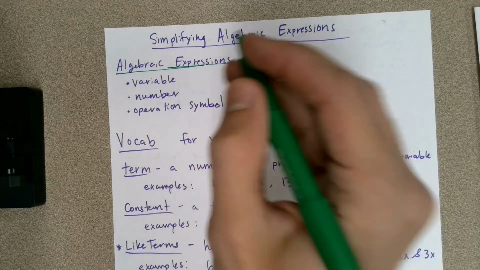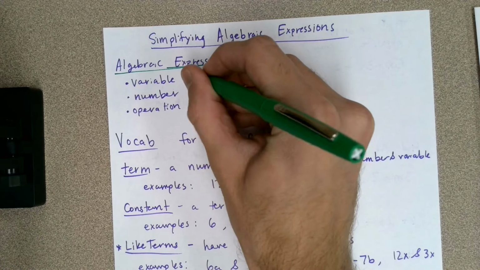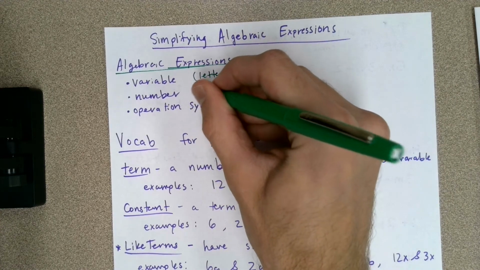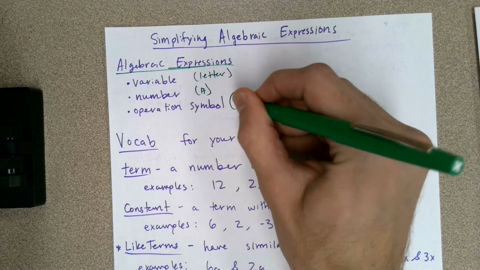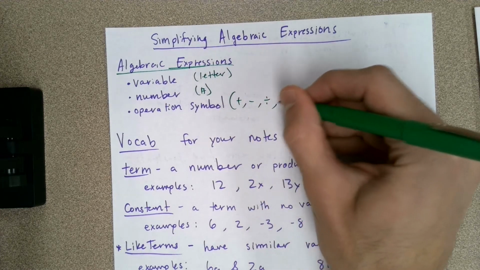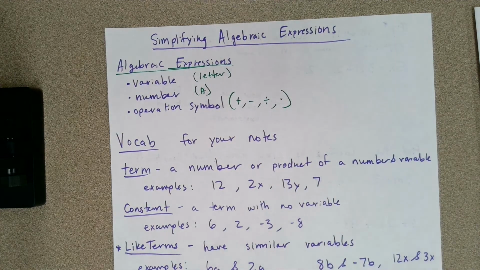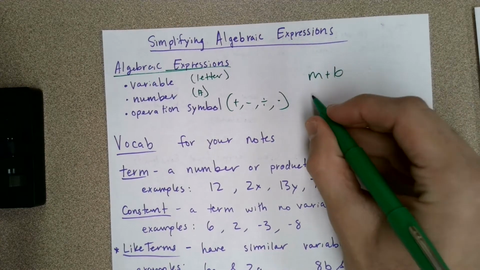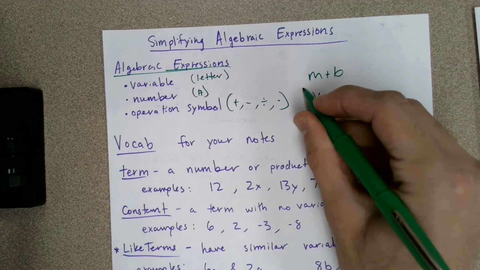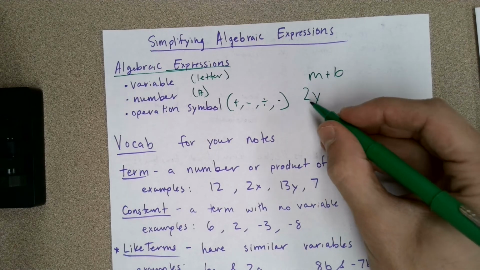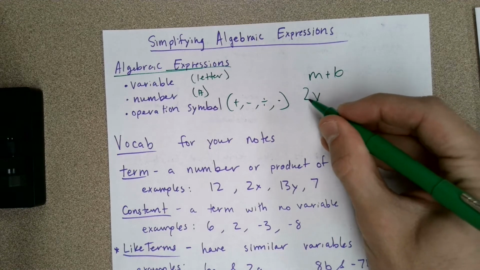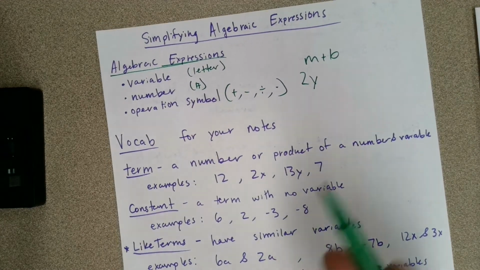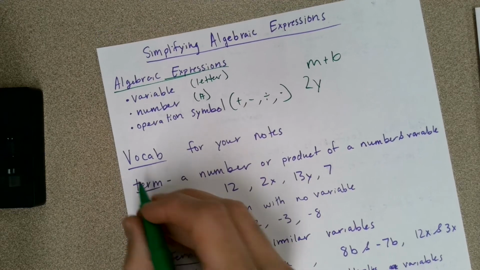Three main components of an algebraic expression. They have a variable, that's a letter. A number, you know what a number is. And an operation symbol: plus, minus, divide, times. So those three things make up an algebraic expression. It could look something like this. Could look something like that. I know there's no operation symbol, but right there, when those two are touching, we know that means multiply. So that's an algebraic expression. Today we're going to work on simplifying them.